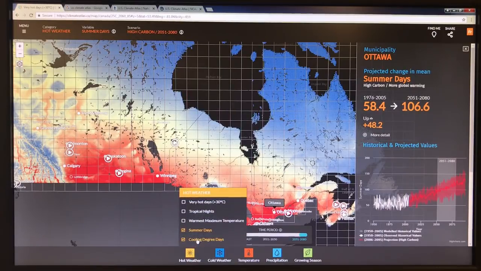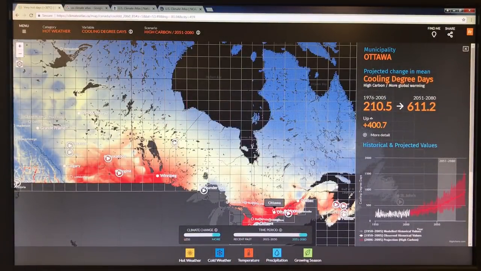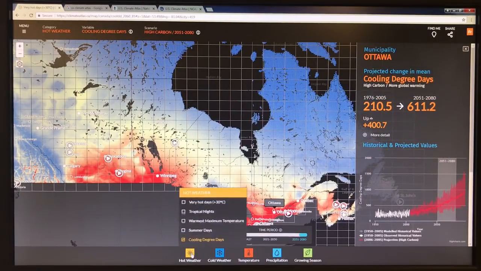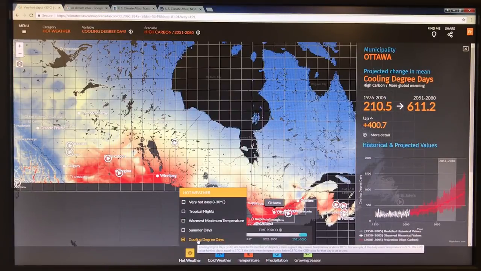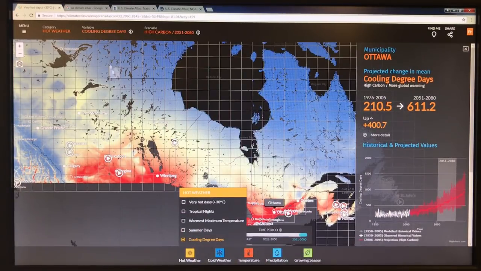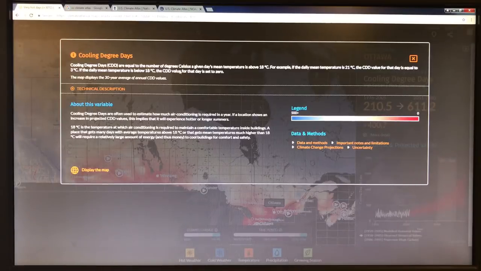So if we go to cooling degree days, there's a couple things you can click here, and you can mouse on here, and it defines what cooling degree days are. Or you can go up and have a look here. It's the number of degrees Celsius a given day's mean temperature is above 18 degrees Celsius. So if the daily mean temperature is 21, the difference is 3 degrees, and it's over a daily average, so it would be 3 cooling degree days.